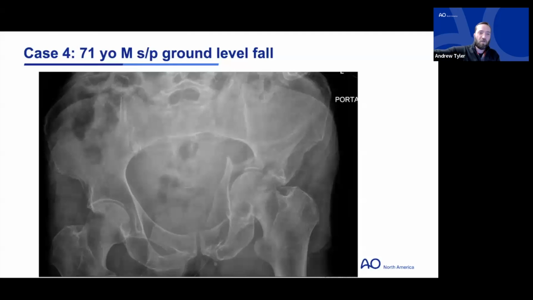Finally, instead of a posterior hip dislocation, what we're starting to get is some medialization of the head, meaning the head is starting to go in toward the pelvis, as opposed to outside of the hip, like the posterior hip dislocation.